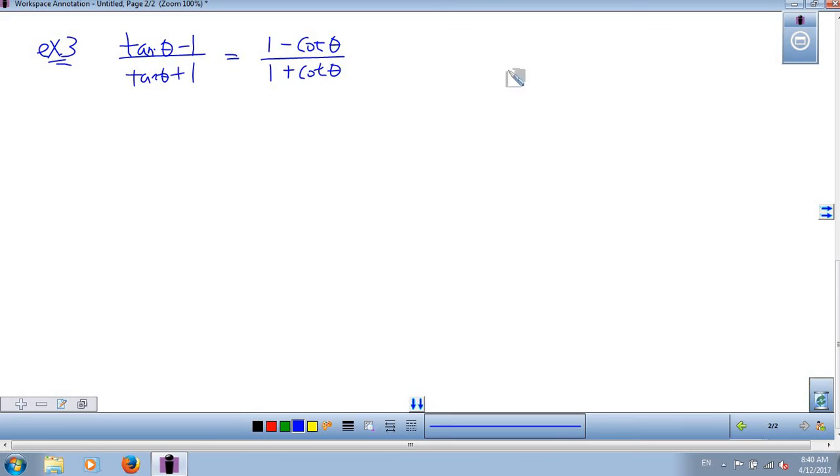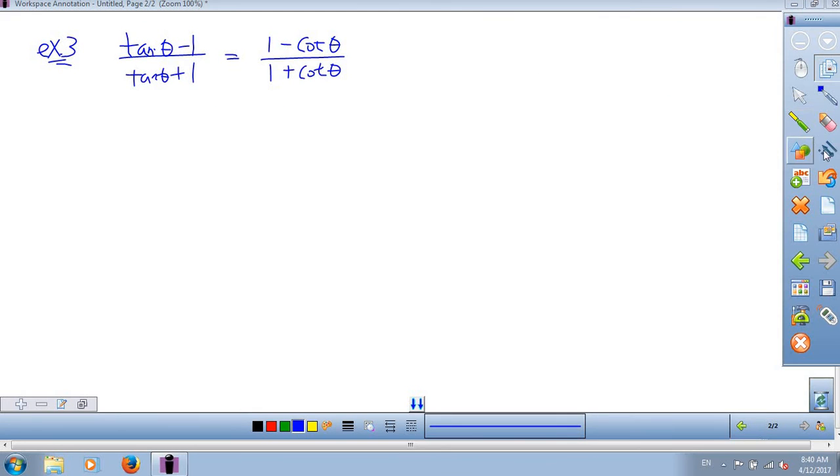Now sometimes, for example like this, it looks like both sides are equally complicated. So what can we do? Well, sometimes we can actually work on both sides. It's possible to work on both sides. We don't have to limit ourselves to one side. Now, tangent and cotangent, of course, they are equivalent to each other. Okay, no, I'm sorry, not equivalent.